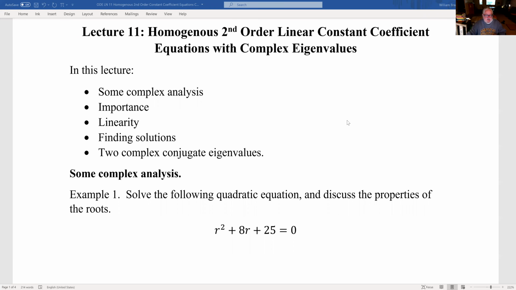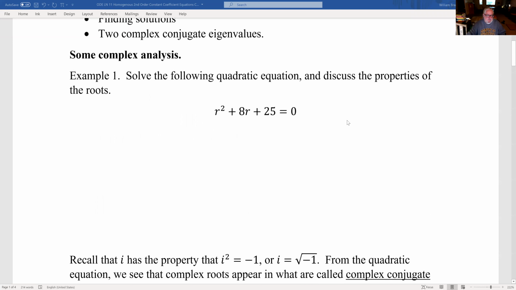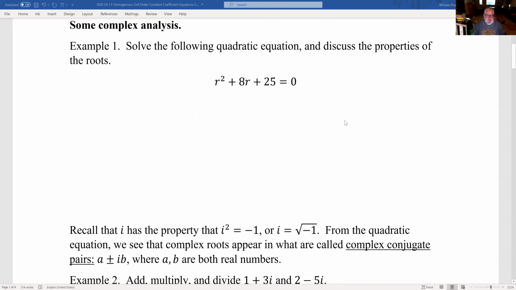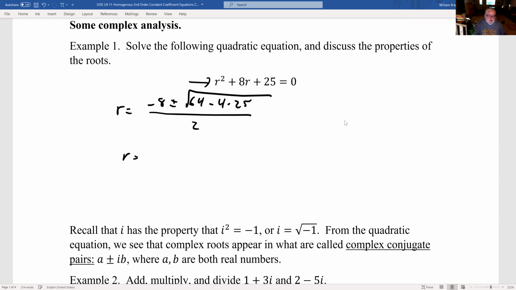Okay, so complex eigenvalues. To deal with complex eigenvalues, we have to do a little bit of complex analysis. Remember that the characteristic equation is something like this. So if we solve this, what do we get? We get r equals negative b plus or minus the square root of b squared minus 4ac, a is just 1, all over 2a. So r is minus 8 plus or minus the square root of 64 minus 100, all over 2. And r equals minus 8 plus or minus the square root of minus 36, all over 2.